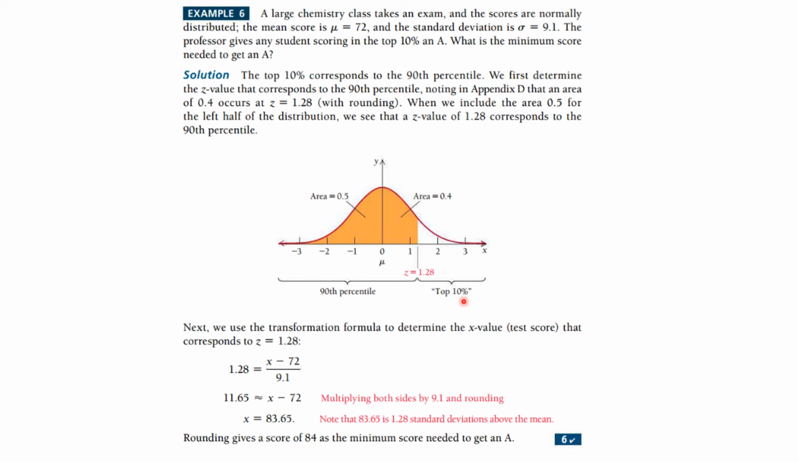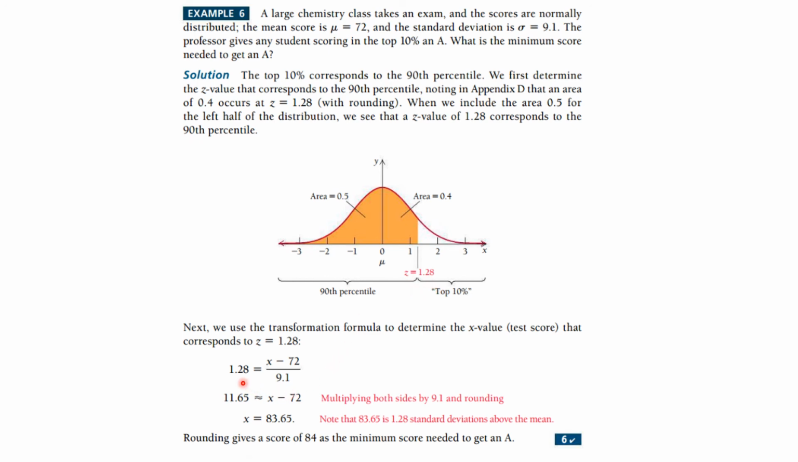Okay, so we're really trying to figure out what's the top 10%. Now the top 10% means that this area should be this area. We're going to have 0.5 here, and this is 0.4. So we're going to look up and we'll find out what z value is here. We find that z is equal to 1.28.